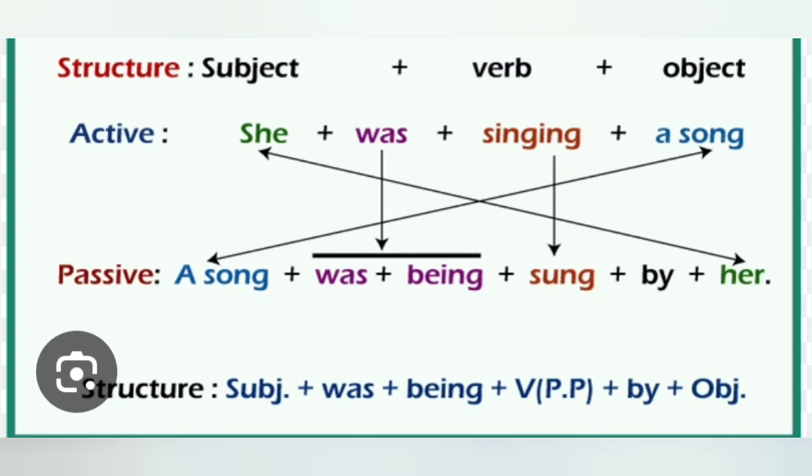Then a song will become the subject over here. We have dragged the object at the first place, and then because the sentence in the active voice was in the past continuous tense, singing will become sung, the third form of the verb. And because it is ing, it was in continuation, so was will remain was, and just to show the continuation we will add the word being. A song was being sung by her.